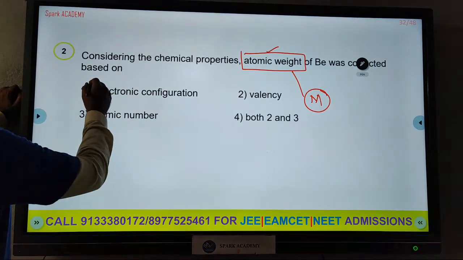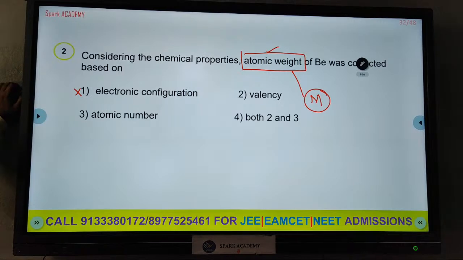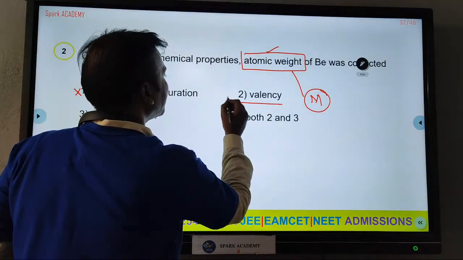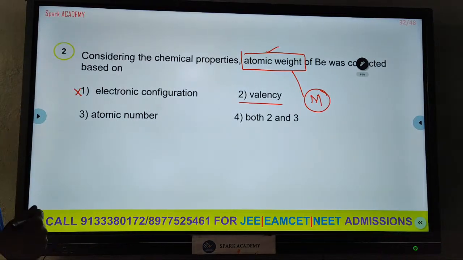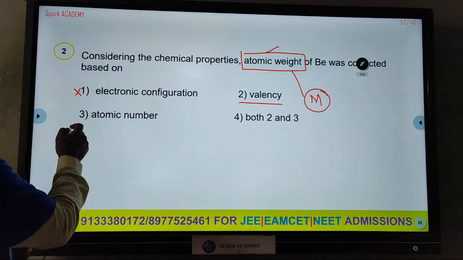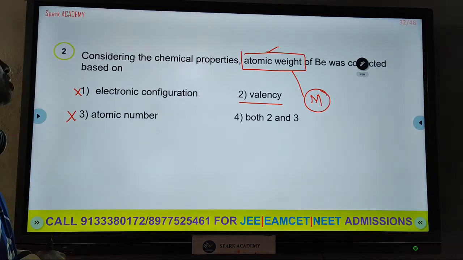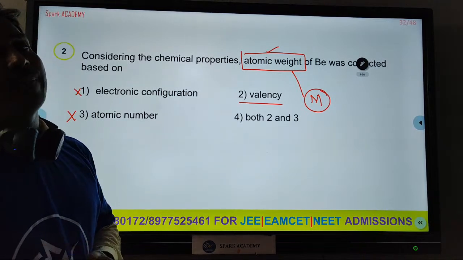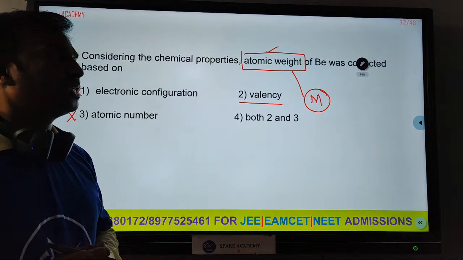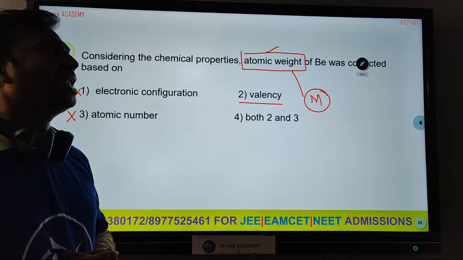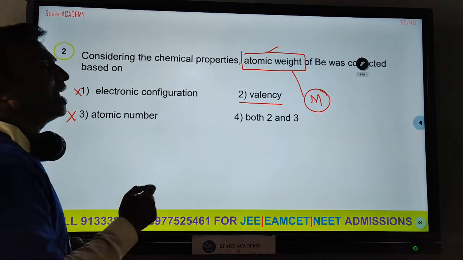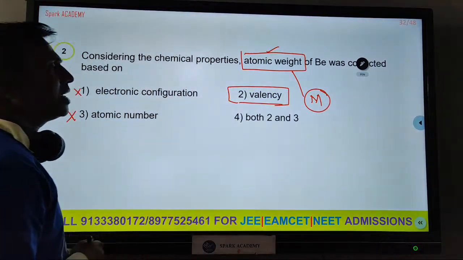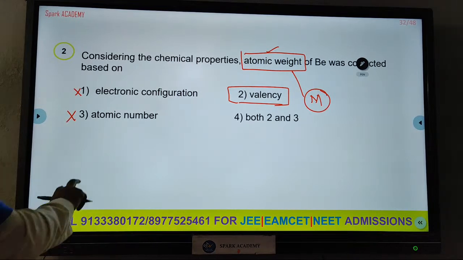Electronic configuration we did not know at that time, because electronic configuration is the fundamental property for the modern periodic table. Atomic number was also not known at that time. But valency we knew at that time. So valency was the reason to correct the atomic weights of the elements in the Mendeleev periodic table. So the answer is valence, because with the help of valency only he corrected the beryllium atomic weight.